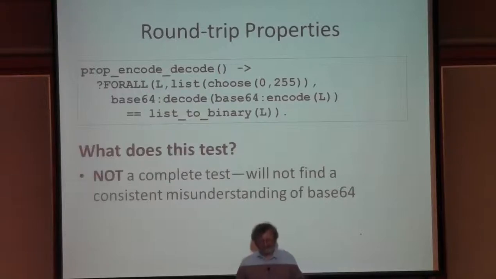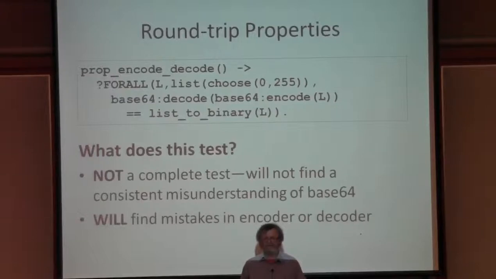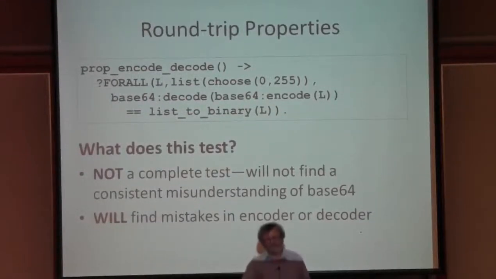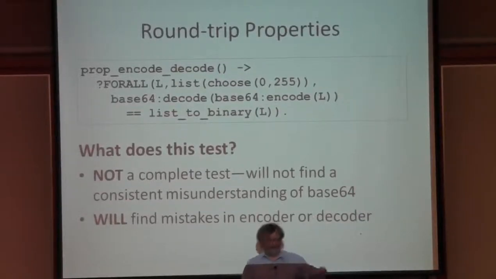So if you've consistently misunderstood what base 64 encoding is, then this property will not reveal that. On the other hand, if you simply make a mistake in implementing one side, the encoder or the decoder, then the property is very effective at discovering that. And in this case, actually, the implementations are both table-driven. So there are two tables in there, an encoding table and a decoding table. They're very big, and it would be very easy to make a mistake in one of them.